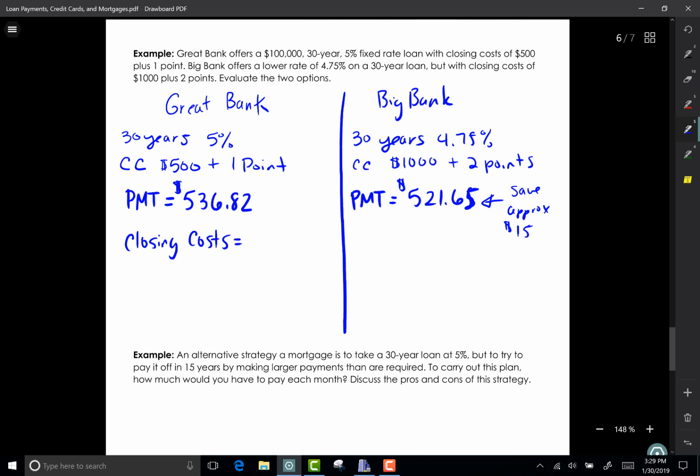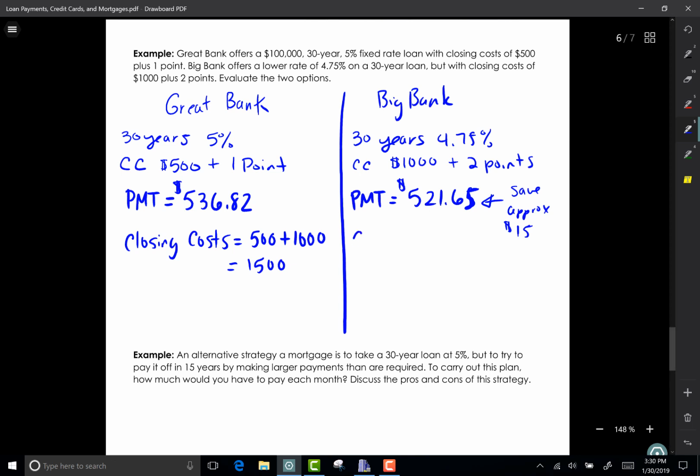Alright, so closing cost is $500 plus 1 point. Each point represents 1% of the loan amount. So since 1% of 100,000 is 1,000, the 1 point is going to be worth $1,000. So the closing cost is going to be $1,500.